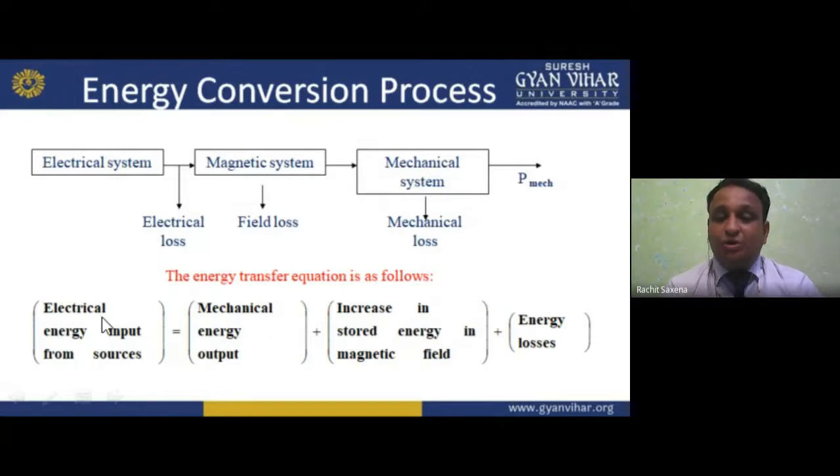This is the energy balance equation. Now the input is only electrical, but my dear student, in the output we have the mechanical energy output, and we have the increase in stored energy in the magnetic field. As I told you earlier, we can store energy in the magnetic field. So stored energy in the magnetic field, and then we have the losses. That is the energy transfer equation, and this is the balance equation also. So that is electromechanical energy conversion. I hope you understand this.